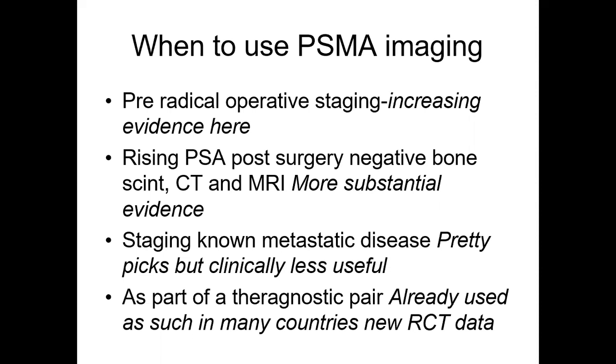Now, the next group is the one where we've got most publications. Now, this is where you've got a rising PSA. The patient's had surgery, maybe they've been given a chemical castration. The PSA was negative, and then it starts to rise. You've done the bone scan, CT and MR, and then you can't find anything. And here, the PSMA scan can be extremely useful in finding small volume disease.